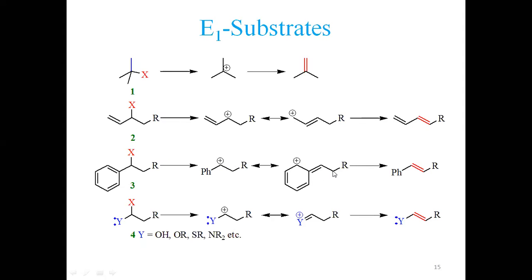So a base picks up a hydrogen from here and releases a double bond at this position, generating this entity. Very similar if this Y is electron donating by resonance, it generates a positive charge, it stabilizes this charge, and we get a double bond at this position.